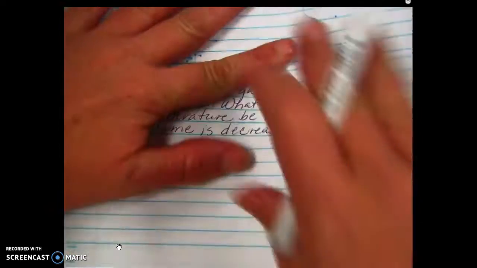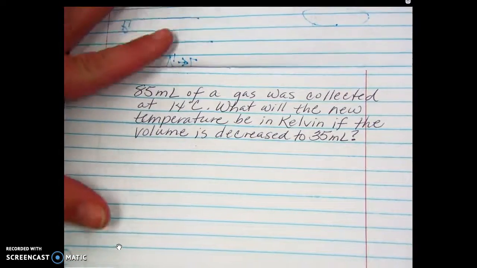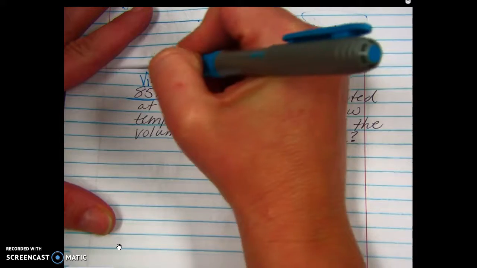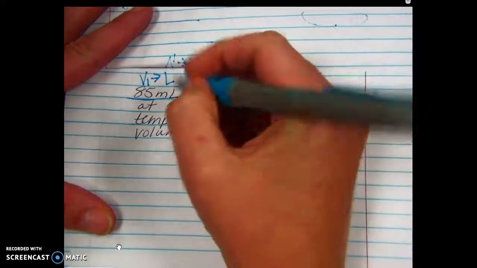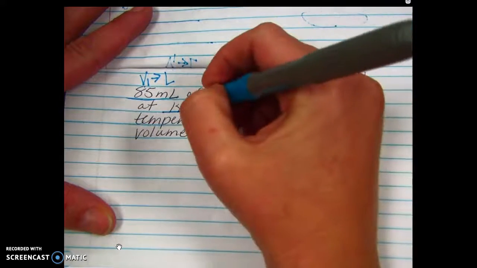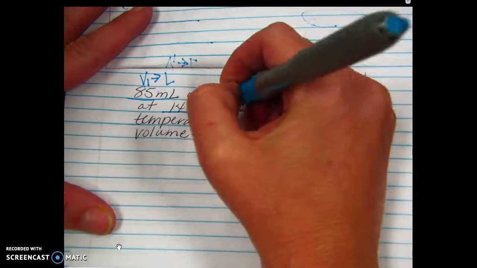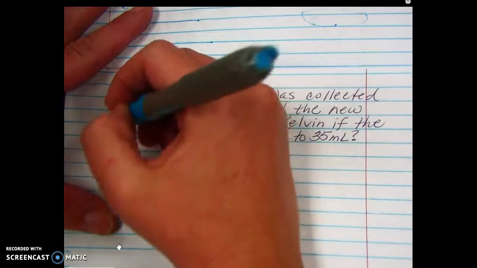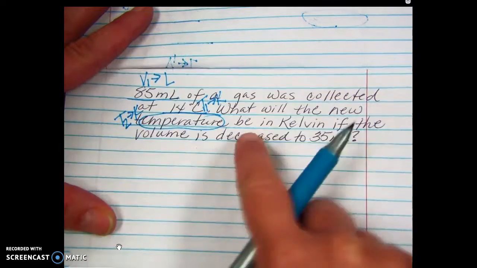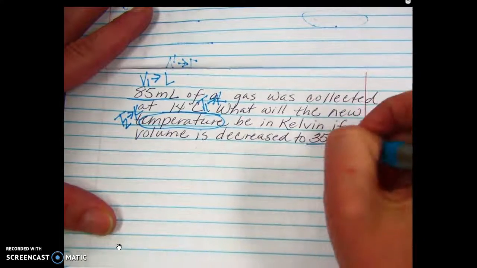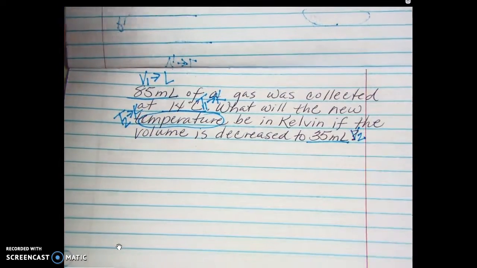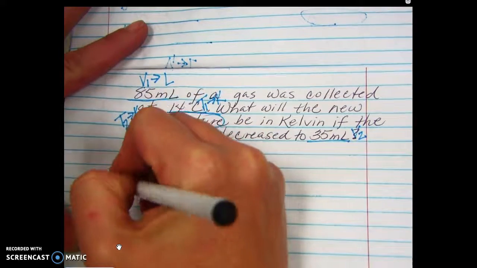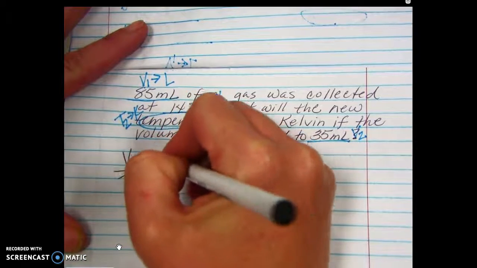Flip up, and we're under the Charles Law tab. An 85 milliliter sample, and so this is my V1 that needs to be in liters, of a gas was collected at 14 degrees Celsius. This is my T1 that needs to be in Kelvin. What will the new temperature be? So there's my T2 in Kelvin if the volume is decreased to 35 milliliters. So there's my V2. Okay, so our formula is going to be V1 over T1 equals V2 over T2.